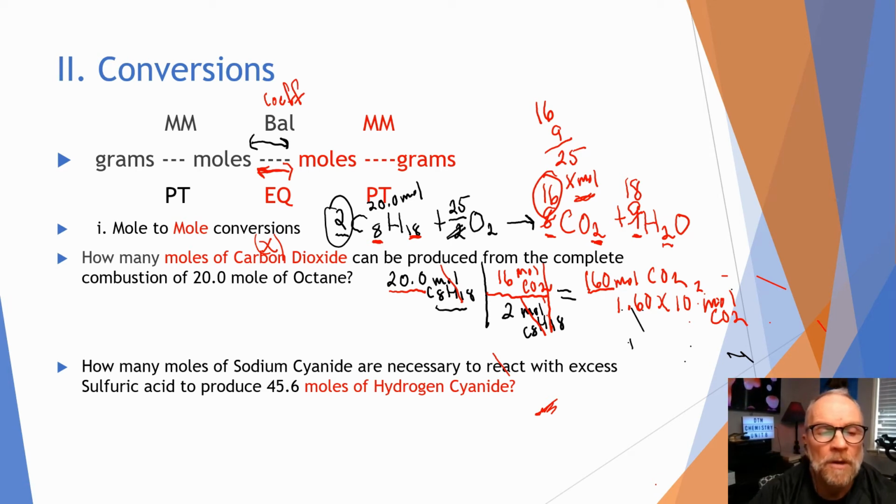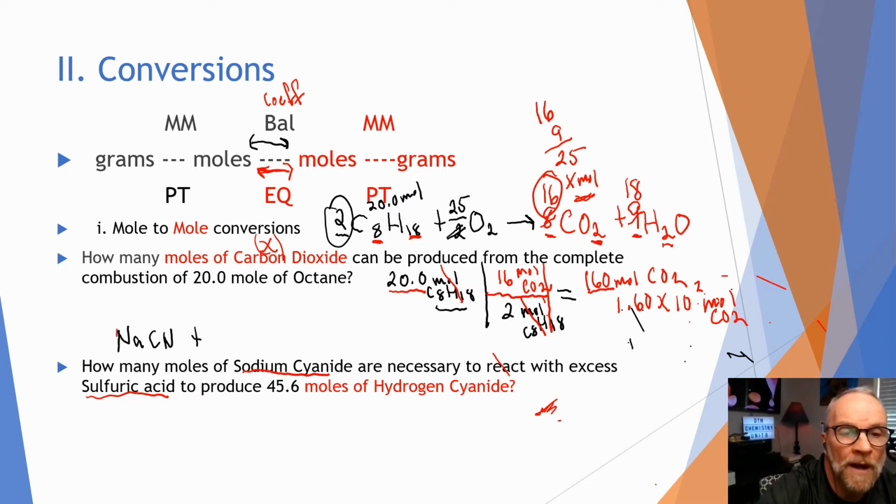Okay, so we know that sodium cyanide is going to react with sulfuric acid. So those are our reactants. So let's write them down over here. So we've got sodium cyanide and sulfuric acid.